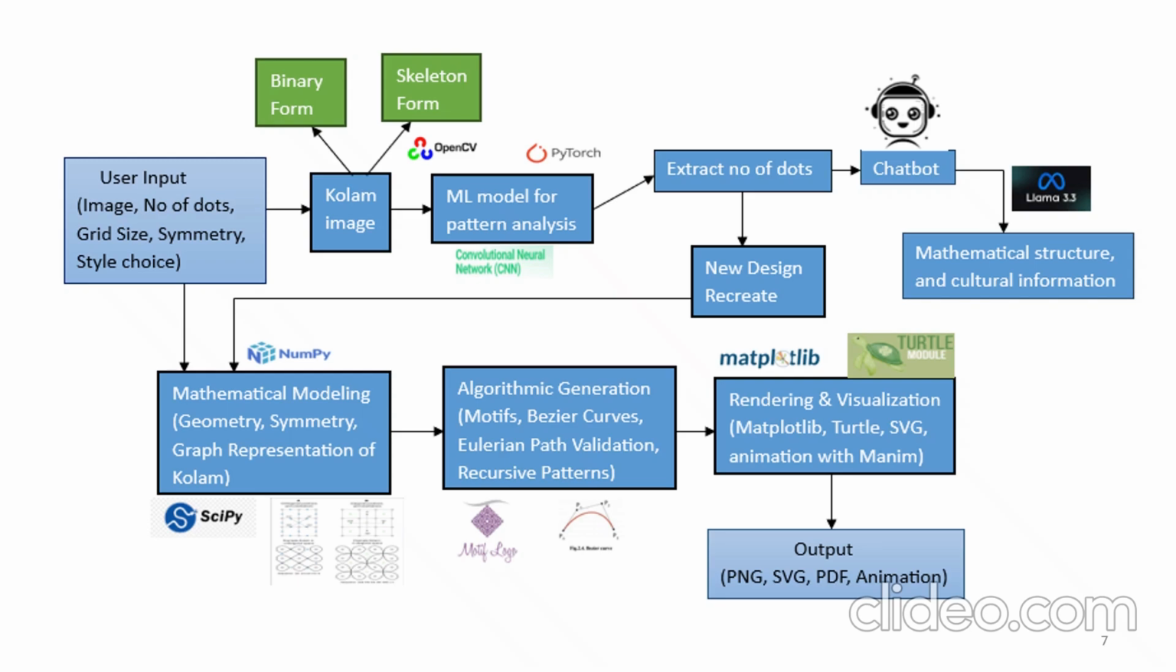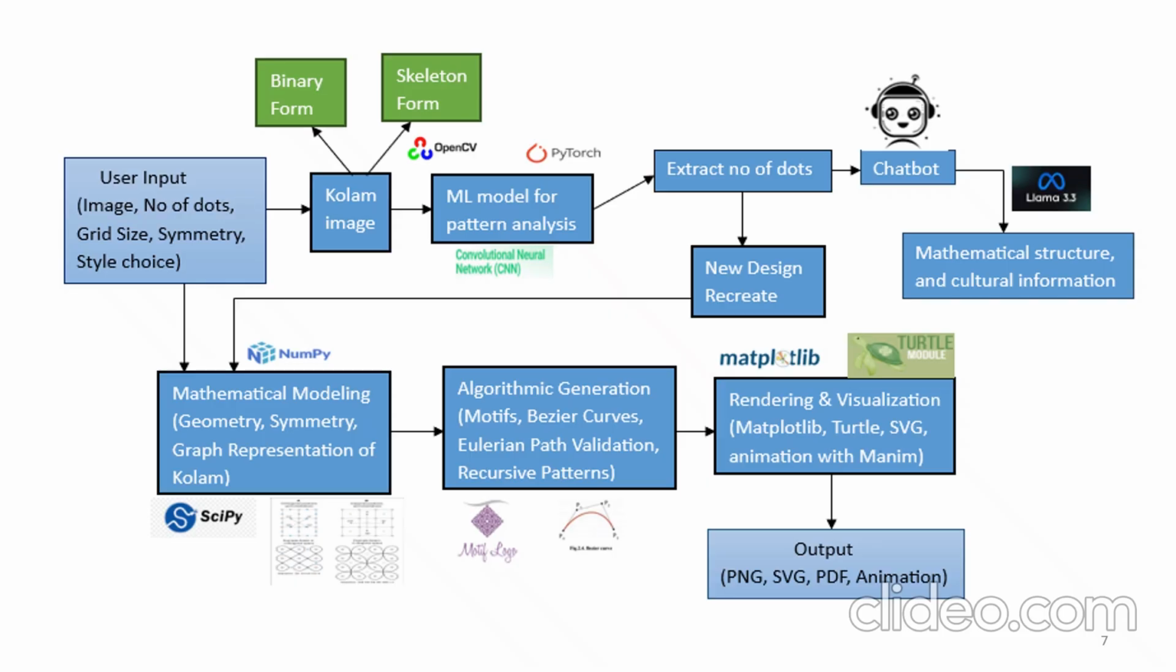Now I am explaining our workflow. First is user input. The process begins with user inputs such as image, number of dots, grid size, symmetry type, and style choice. These parameters define how the column design will be generated or analyzed.